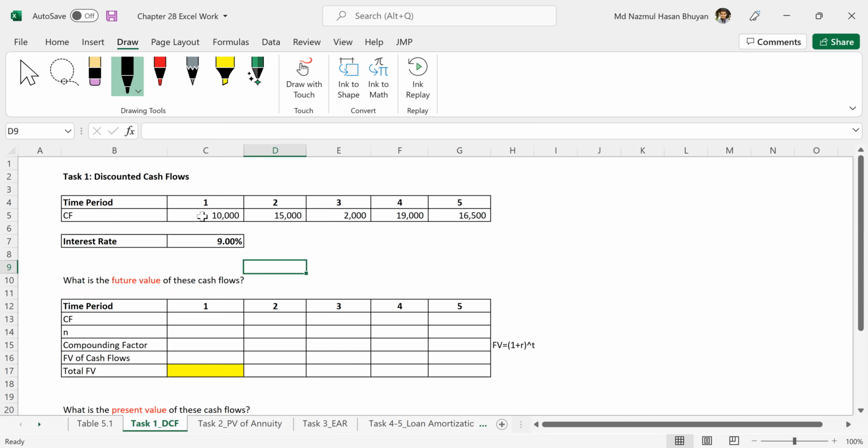Annual. All right. So now in the very first problem, we are going to calculate the future value of these cash flows. First, let us copy all the cash flow information from our question.